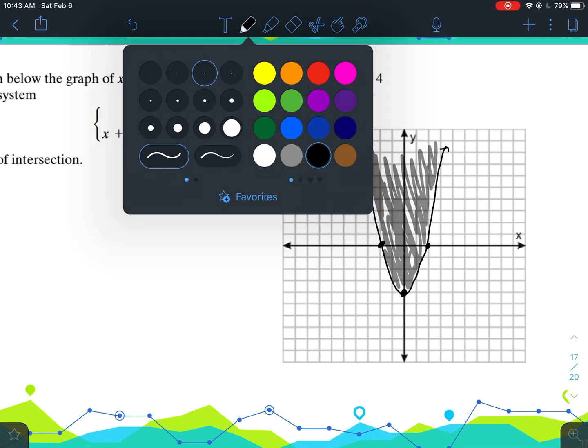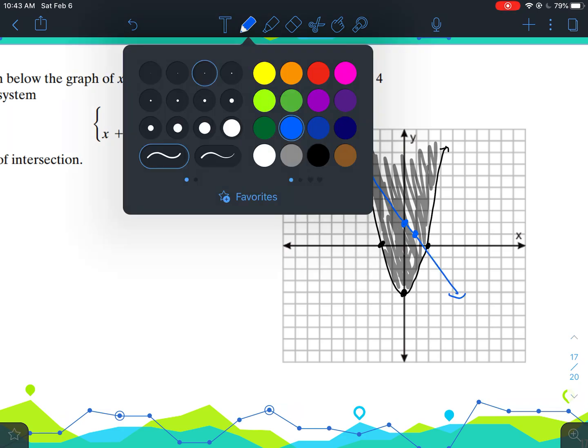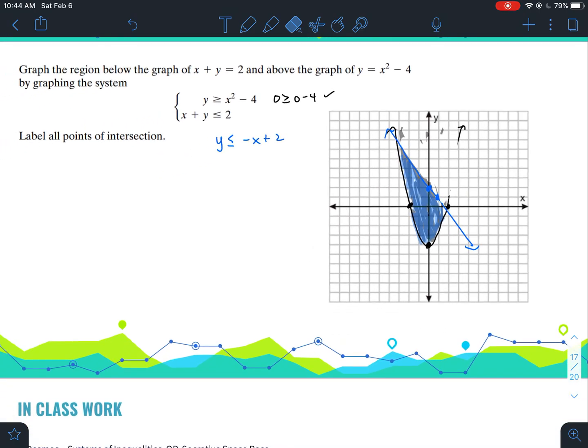And then x plus y is less than or equal to 2, so y is going to be less than or equal to negative x plus 2. So start at 2, and then down 1 over 1. And it's going to be a solid line. And y is less than, so we're going to shade below the line. So my solution is going to be that little part of the parabola right there. So we can erase this shading up here. And that would be my solution.